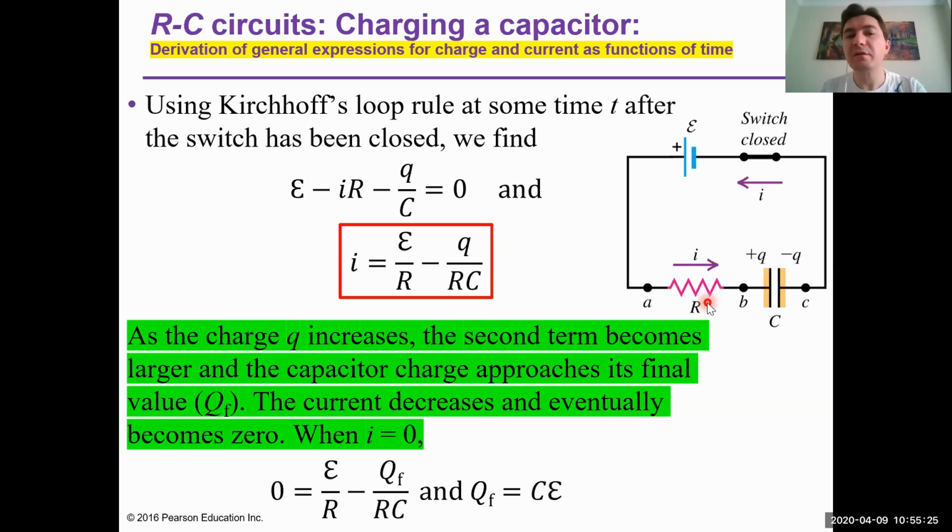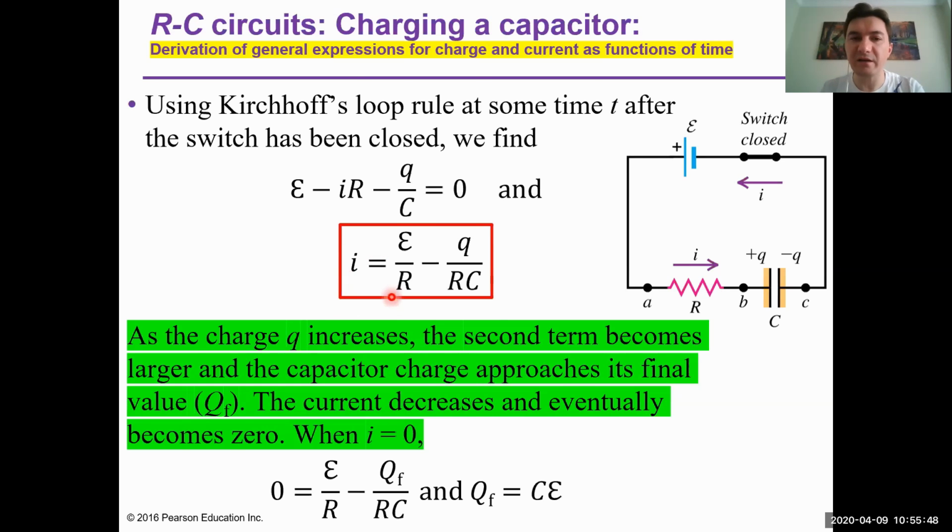So from that expression, we can understand that the current is not constant; it changes by time as the charge on the capacitor changes by time. So how do we get an expression for this charge as a function of time, and for the current as a function of time?